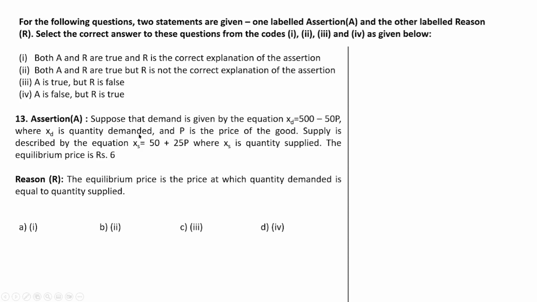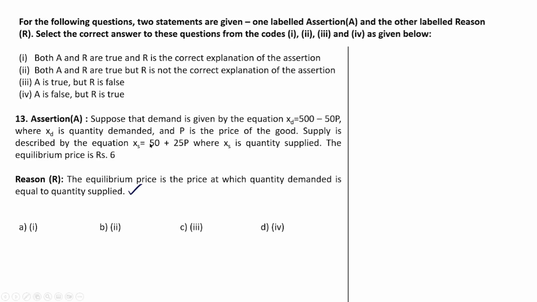Next question. Suppose that demand is given by the equation xd equal to 500 minus 50p, where xd is the quantity demanded and p is the price of the good. Supply is described by the equation xs is equal to 50 plus 25p, where xs is the quantity supplied. The equilibrium price is rupees 6. So here we have to check whether the equilibrium price is 6 or not. Reason: the equilibrium price is the price at which quantity demanded is equal to quantity supplied. So here the reason is true.